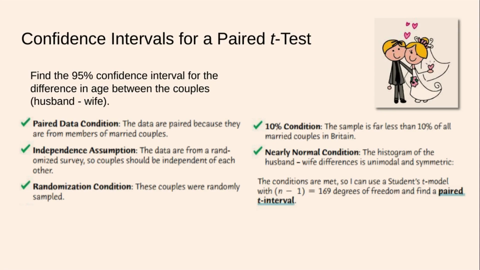So the conditions are met. We can use student's t model with 169 degrees of freedom. That's 170 minus 1. Remember, our sample consists of 170 pairs, so that minus 1 is 169. And find a paired t interval. All right, so now let's go to the calculator.